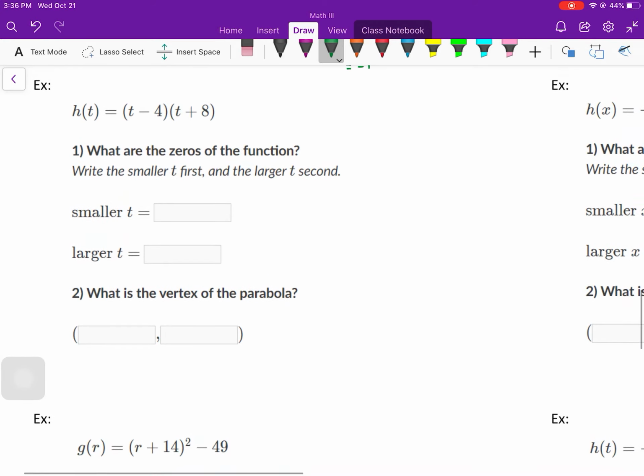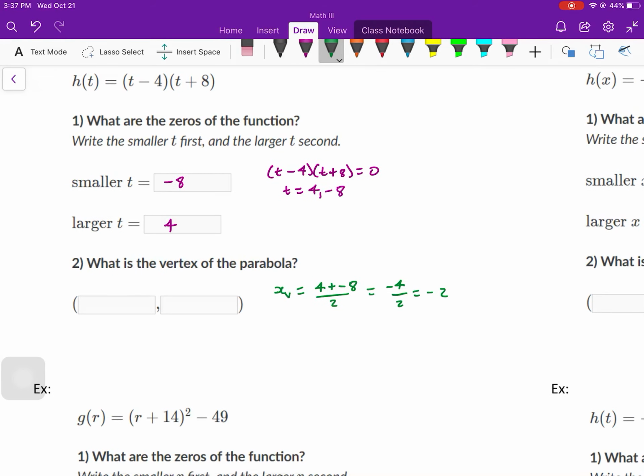So for factored form, it's pretty quick to find those zeros. T minus 4 times T plus 8, you set it equal to 0, and you'll see that T equals 4 and -8. Easy. What about the vertex though? If you're given factored form, to find the vertex's x-coordinate, you're going to average those two x-intercepts: add them up and divide by 2. I don't know if you guys remember that.